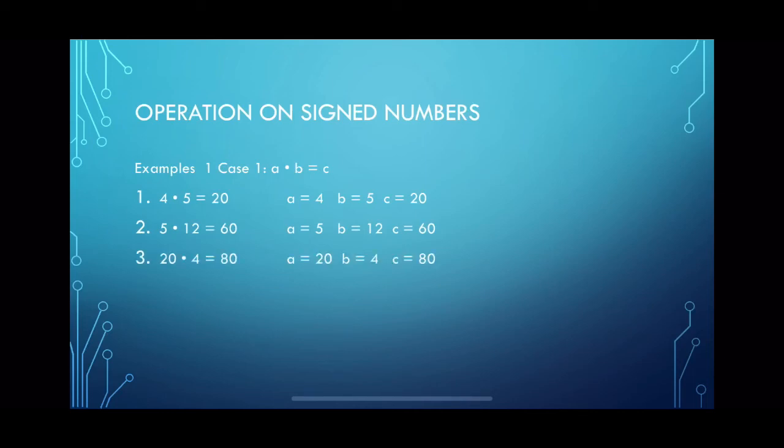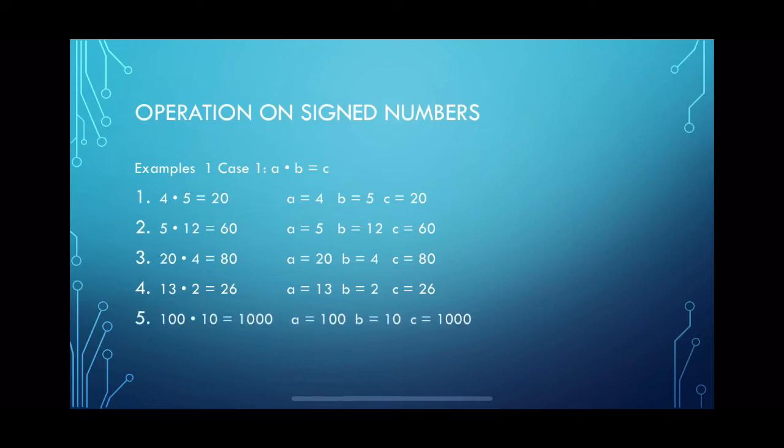For number 3, 20 multiplied by 4, or can also be read as 20 times 4 is equal to 80, where A is equal to 20, B is equal to 4, and C is equal to 80. For number 4, 13 multiplied by 2, or can also be read as 13 times 2 is equal to 26, where A is equal to 13, B is equal to 2, and C is equal to 26.